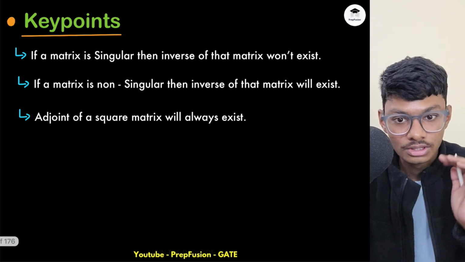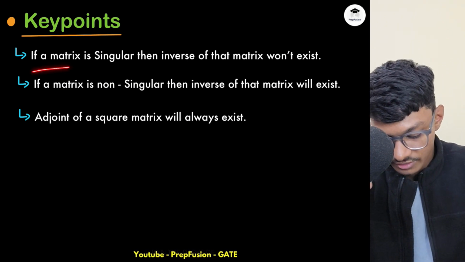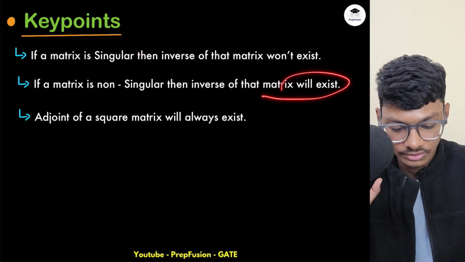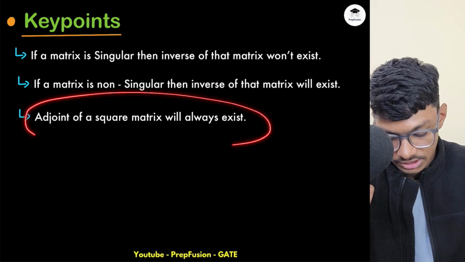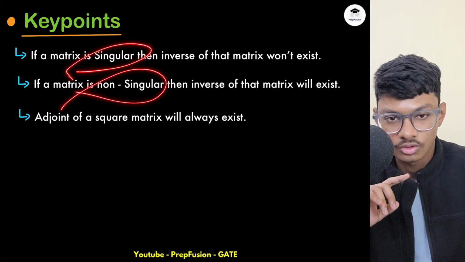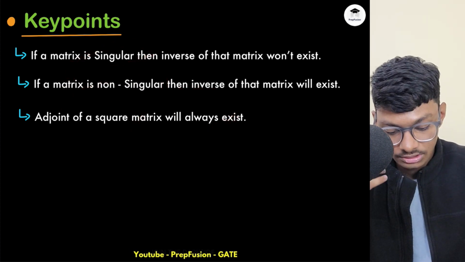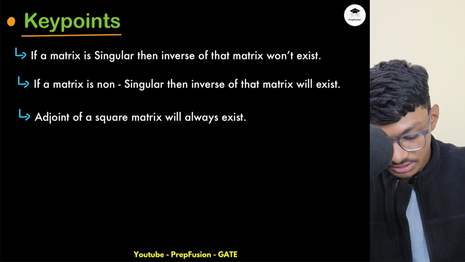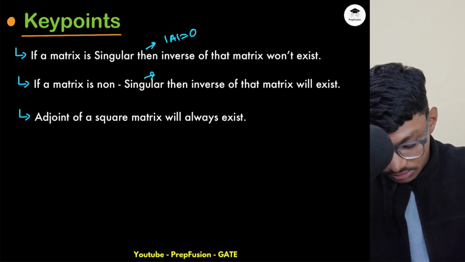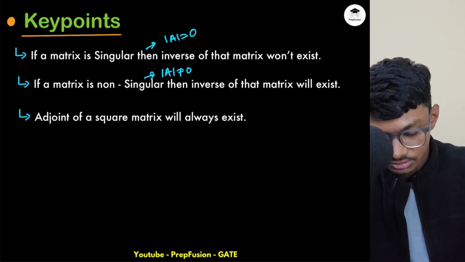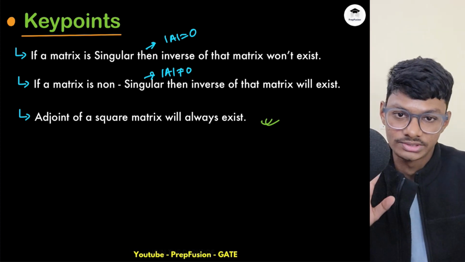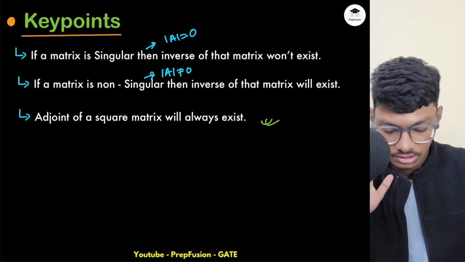Now let's understand few key points about this. So I told you earlier also, if a matrix is singular, then inverse of that matrix won't exist. If a matrix is non-singular, then inverse of that matrix will exist. Okay, now adjoint of a square matrix will always exist. So adjoint will always exist. Doesn't matter if it is singular or non-singular. What does singular mean? Basically, determinant of A is 0. I've already told you this earlier. Adjoint of a square matrix will always exist, doesn't matter if it is singular or non-singular.